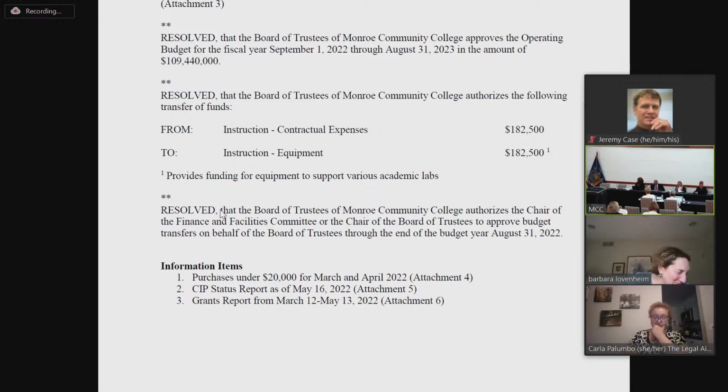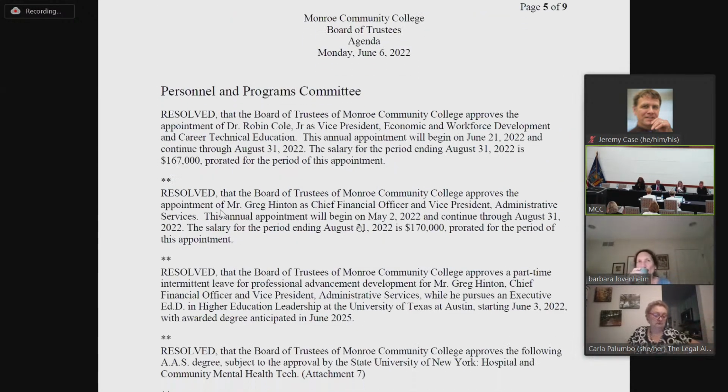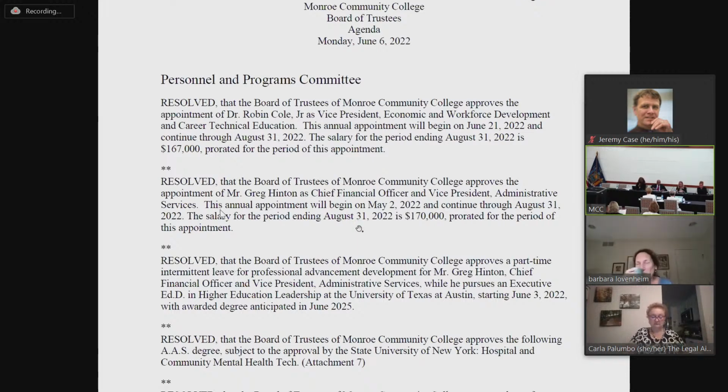Trustees, please refer to the information items and attachments 4, 5, and 6. Greg, would you like to provide any additional information to the board? No, sir. They're in the packet for any questions. Trustees, are there any questions? Hearing none, this concludes the Finance and Facilities Committee report. Trustee Carla Palumbo will now give the Personnel and Programs Committee report. The board will consider these resolutions as a committee as a whole, voting on each in turn.